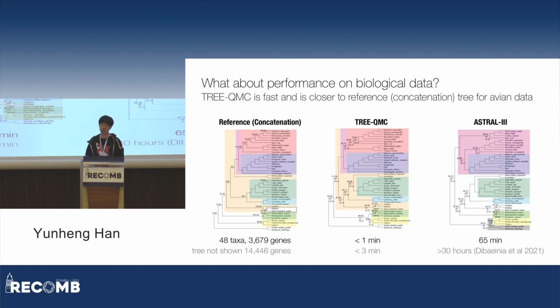We found that TREE-QMC recovers a tree that is closer to the reference tree by concatenation, while Astral only recovers 7 clades out of 10. Our method recovers 8 clades out of 10, while the reference tree by concatenation recovers 9 clades out of 10.